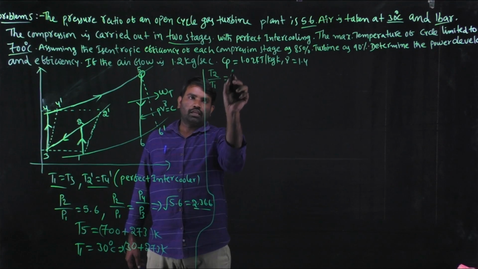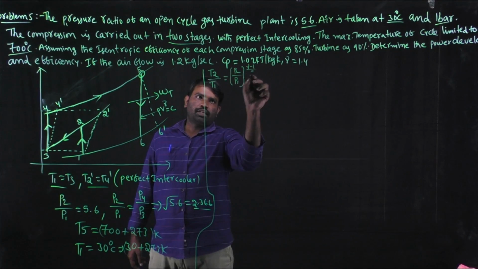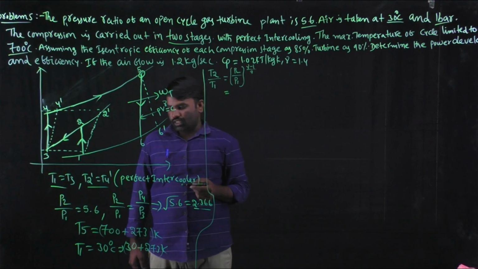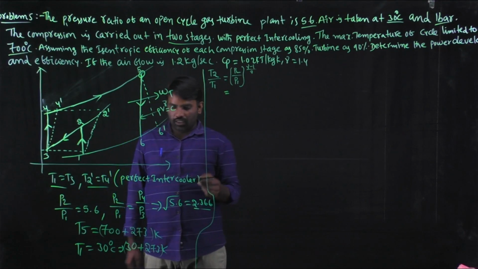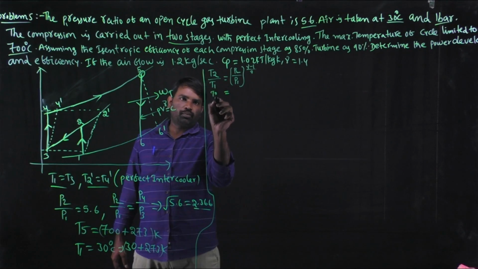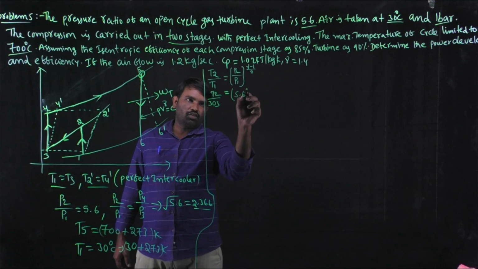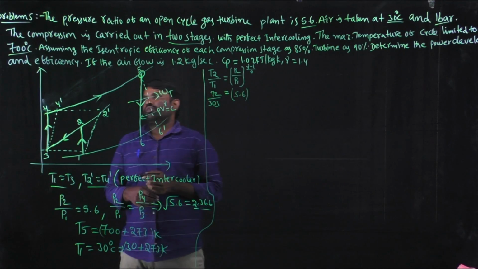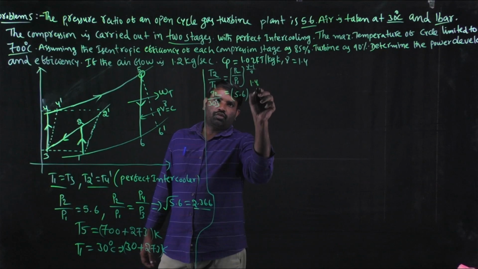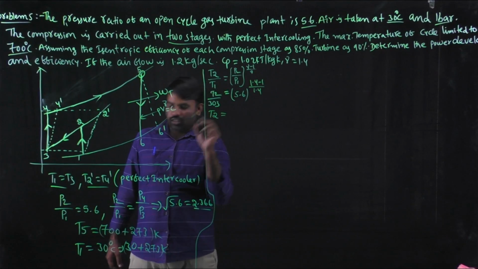T2 by T1 is equal to (P2 by P1) whole power (gamma minus 1) by gamma. The pressure ratio P2 by P1 is given, that is 5.6, and T1 is given, that is 30 plus 273, 303 Kelvin. So T2 by 303 Kelvin is equal to 5.6 whole power (1.4 minus 1) divided by 1.4. The gamma value for turbine and compressor is the same in the present problem. From this we can easily calculate the T2 value.